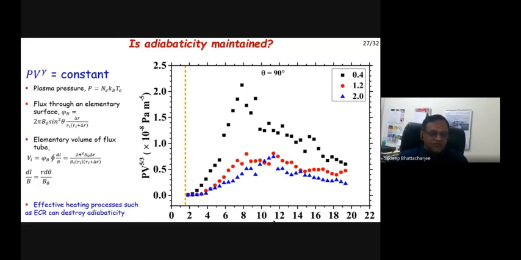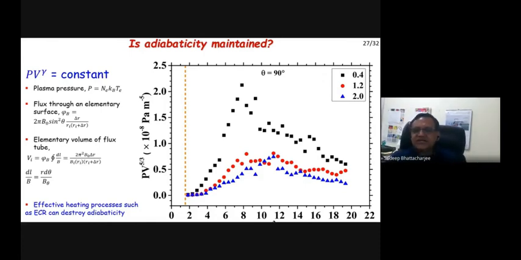How do you calculate V? You have to take the elementary flux and then integrate dl by B. dl is the flux line element, and if you integrate that, you can find the volume of a flux tube. And then dl by B is actually given by r d theta by B theta. And then you can plot this PV to the power 5 by 3 with the radial distance.